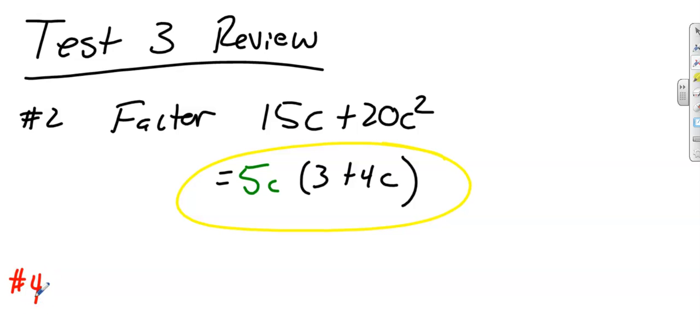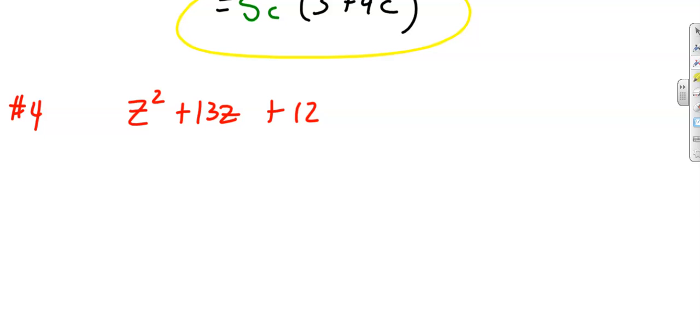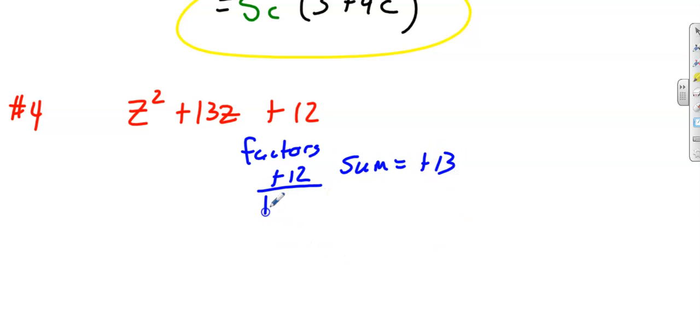All right, number 4. Same directions, sorry. Different question. This time you're going to 3 terms. So we've got z squared plus 13z plus 12. And as long as you go to trinomials, you go through a different list of things. The first term is 1, so the a term here is 1, so that's good. So for this one, all you're going to do is just find the factors of positive 12, where the sum is going to equal positive 13.